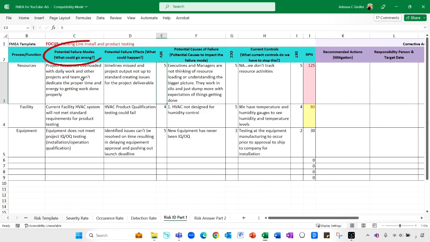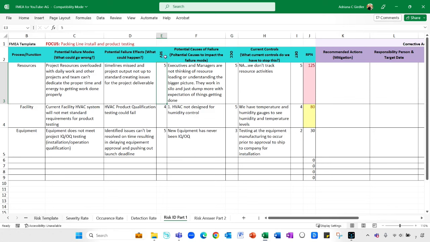And so the next column is column C, potential failure modes. What could go wrong? So for this particular example for resource, well, project resources are overloaded with daily work and other projects, and team can't dedicate the proper time, energy to getting work done. That's a common thing in a lot of organizations. Your next column, D, is the potential failure effect. What could happen if column C came to fruition? Well, timelines would be missed and project output not up to standards, creating issues for the project deliverable.